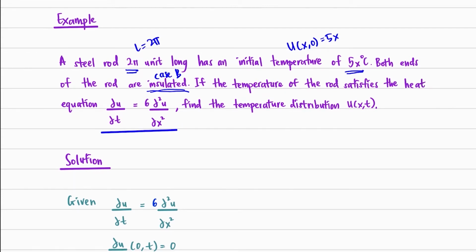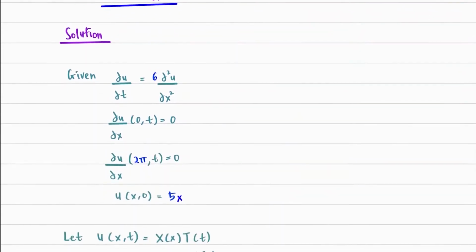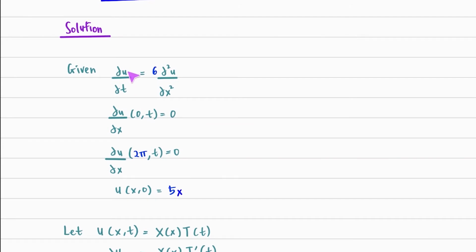The first step would be to extract all the information. First, the heat equation, ∂U/∂t equal to 6 ∂²U/∂x². Next, since it is case B, the first and the second conditions are ∂U/∂x(0,t) equal to 0 because it is insulated, no heat flow, and ∂U/∂x(2π,t) equal to 0. And the third condition, U(x,0) equal to 5x.